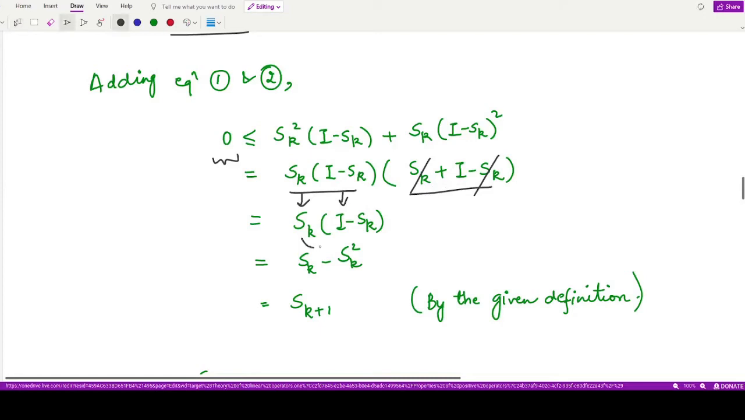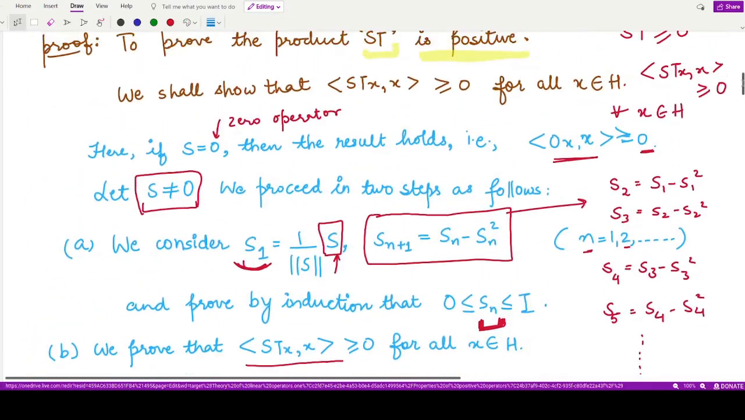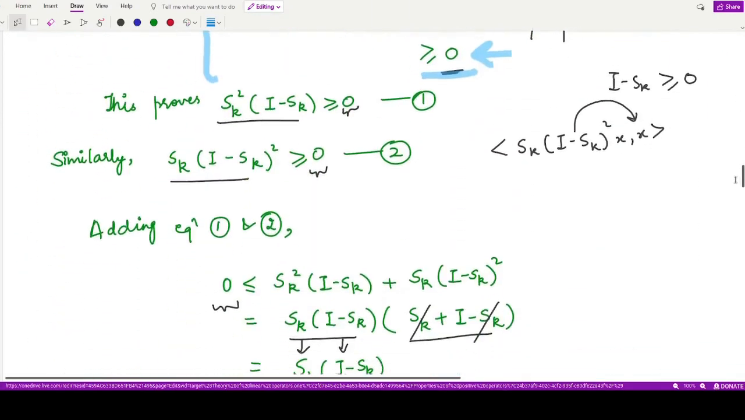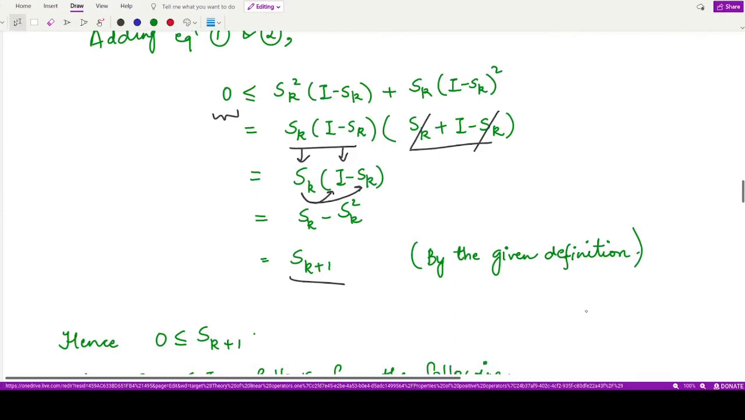Then you may open up the brackets here. So you have S_k minus S_k squared. And according to the definition of the recurrence relation, let me go back there. According to this definition, S_k minus S_k squared is nothing but S_(k+1). So accordingly we have S_k minus S_k squared, that is S_(k+1), according to the definition. So that means 0 is less than or equal to S_(k+1). So we have proved one part of our inequality, that 0 is less than or equal to S_(k+1).